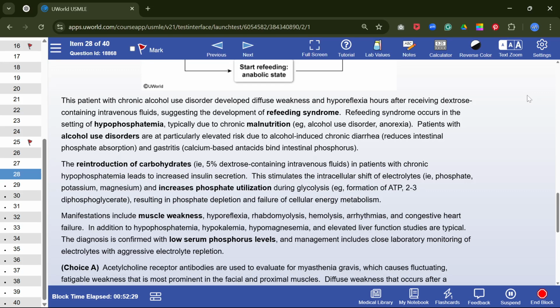In addition to hypophosphatemia, hypokalemia, hypomagnesemia, and elevated liver function studies are typical. The diagnosis is confirmed by low serum phosphorus level. Management includes close lab monitoring of electrolytes with aggressive electrolyte repletion.